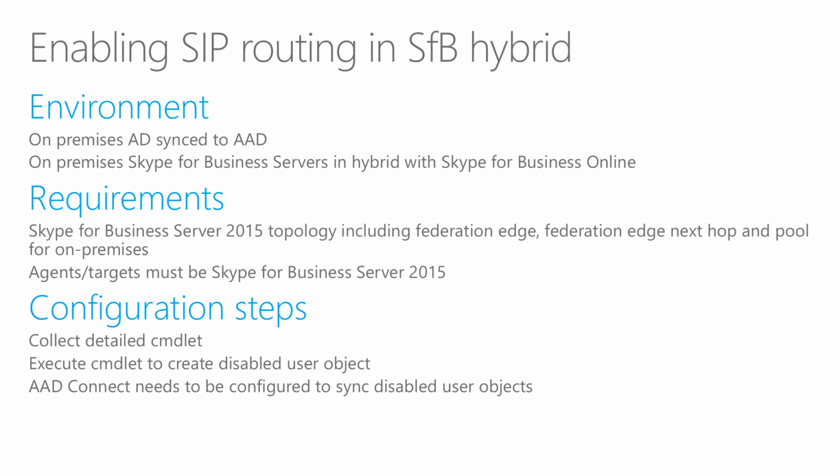So your configuration steps. First you should collect the detailed commandlet, and we show you in the next step how you can collect that. Then you execute that commandlet in PowerShell and you create the disabled user object. And then AAD Connect must be configured to sync disabled user objects, not just the active user objects.